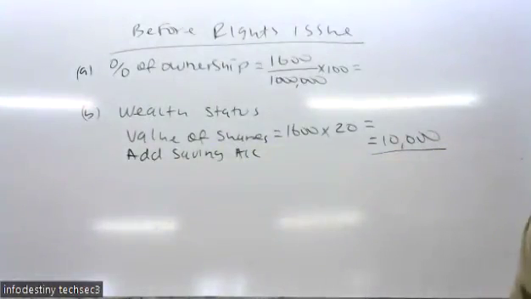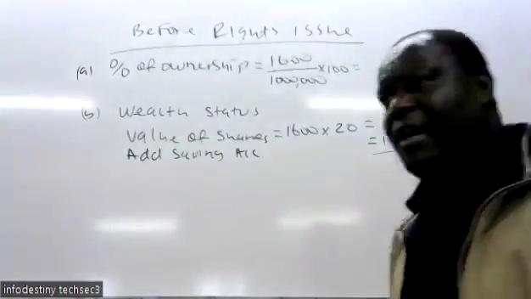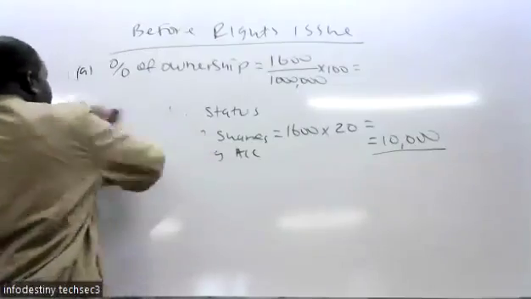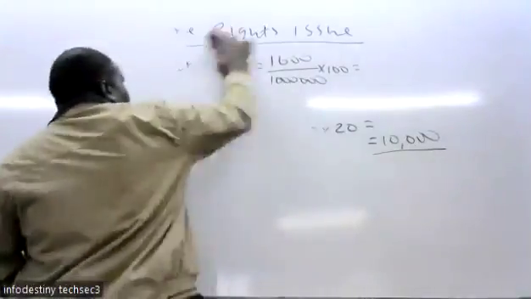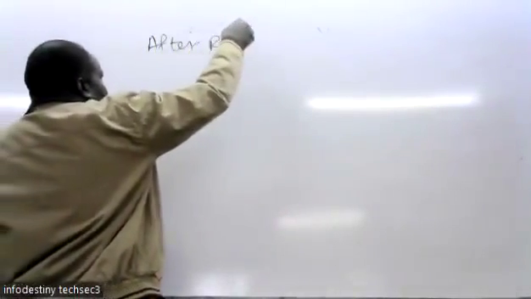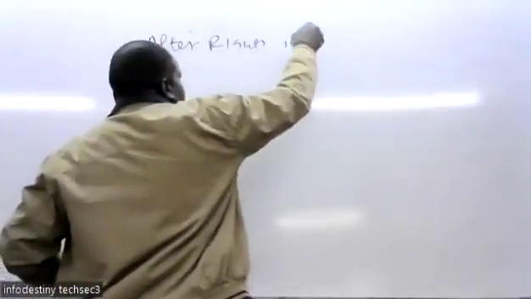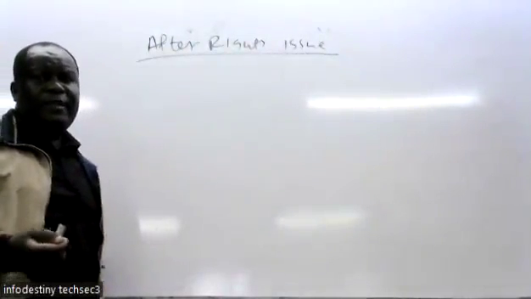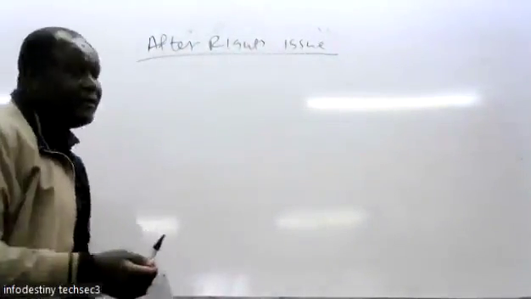We want now to check after the rights issue. The three options after the rights issue, we compare with that information. So let us now check after the rights issue. After the rights issue, we shall first get the total number of shares for the investor.